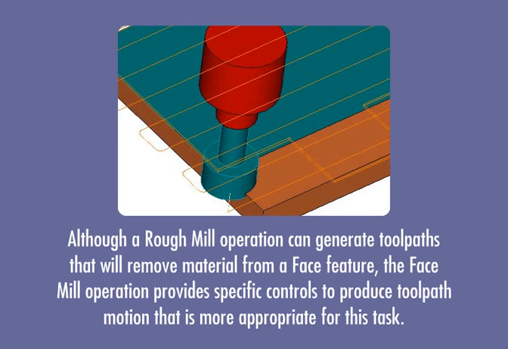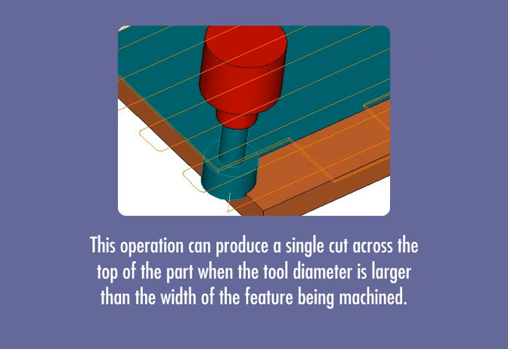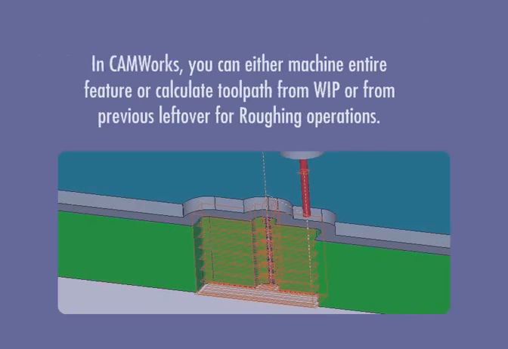Although a rough mill operation can generate toolpaths that will remove material from a face feature, the face mill operation provides specific controls to produce toolpath motion that is more appropriate for this task. This operation can produce a single cut across the top of the part when the tool diameter is larger than the width of the feature being machined.